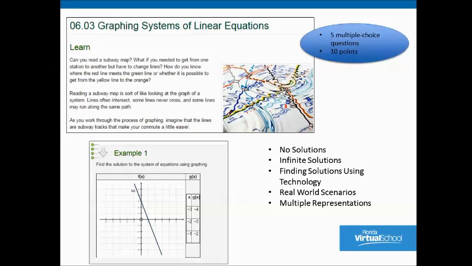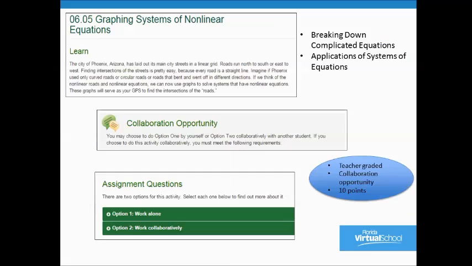603, graphing systems of linear equations. In this lesson, students learn about no solutions, infinite solutions, finding solutions using technology, real-world scenarios, and multiple representations. By multiple representations, we mean looking at a function in different ways. For example, the graph and a table of values. The assessment for this lesson is 5 multiple choice questions, 10 points total.